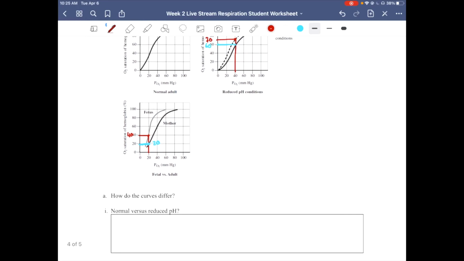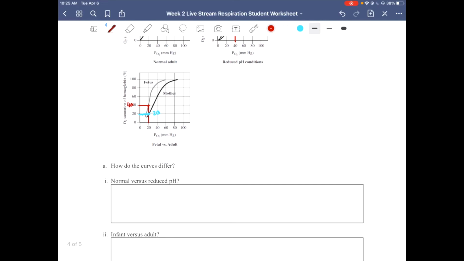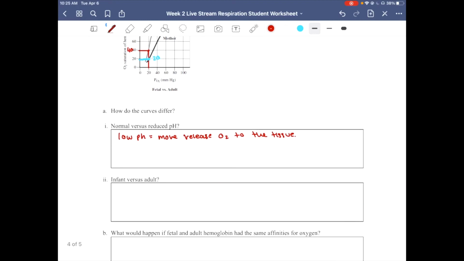So these are a couple questions relating to the graph. So we see normal versus reduced pH, and like we talked about before, I'm just going to write it down again. So low pH equals more release of O2 to the tissue. And here it's asking about infant versus adult. And like we said, infant has greater affinity for oxygen than maternal hemoglobin.